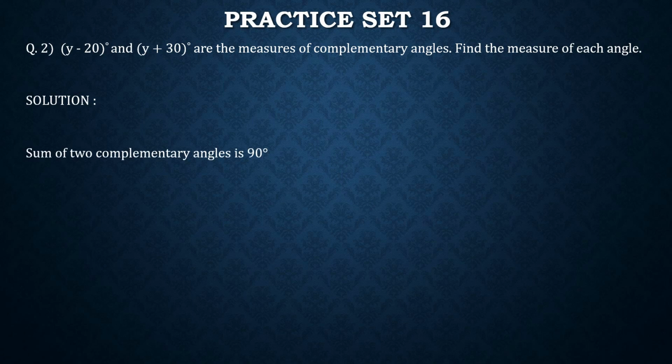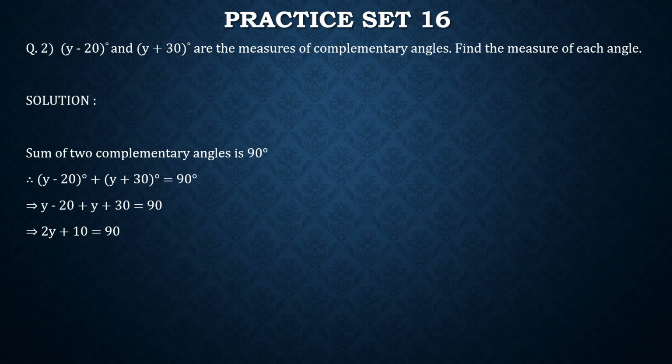Solution. The sum of two complementary angles is 90 degrees. Given two angles are the measures of complementary angles. So if we add those two angles, it will be equal to 90 degrees. So therefore, y minus 20 degrees plus y plus 30 degrees is equal to 90 degrees, which implies y minus 20 plus y plus 30 is equal to 90. That is, we have opened the brackets over here. Now y and y are like terms, so we can add those two terms. It will be 2y, minus 20 plus 30 will be plus 10, is equal to 90. So we will have 2y plus 10 is equal to 90.